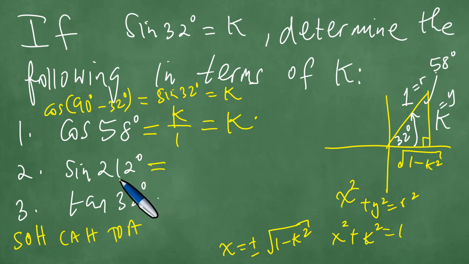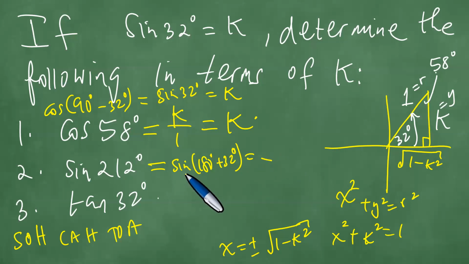Okay, let's look at the sine of 212. The sine of 212 can be seen as 180 degrees plus 32 degrees. In the third quadrant the sine is negative, so the sine becomes negative sine of 32. Sine 32 is k, and this becomes minus k.